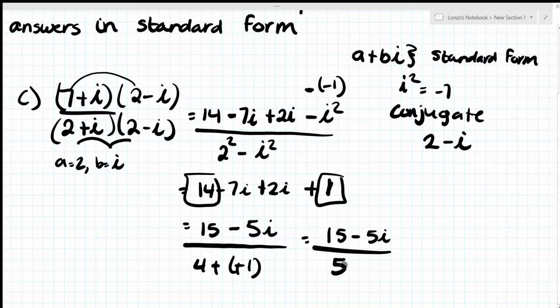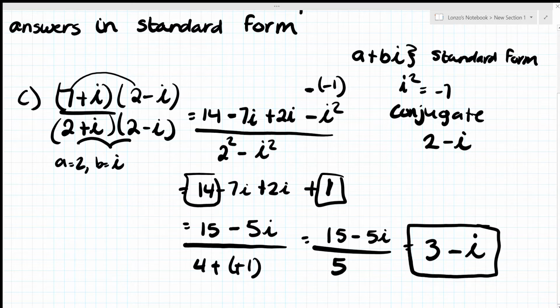Now we have to divide that 5 into the two parts. Remember we have 15 and a minus 5i, so divide 5 into both of them. So 15 divided by 5 is 3. Negative 5i divided by 5 is negative i. And this is in standard form, right? So it's in a plus bi form. So this should be your final answer. Okay, so that was that one.